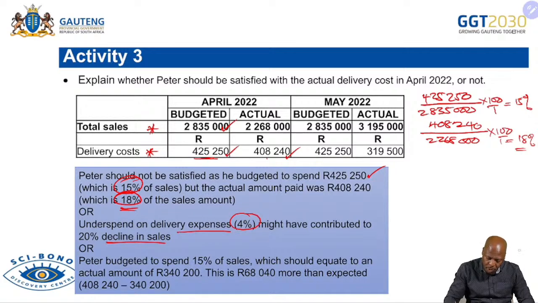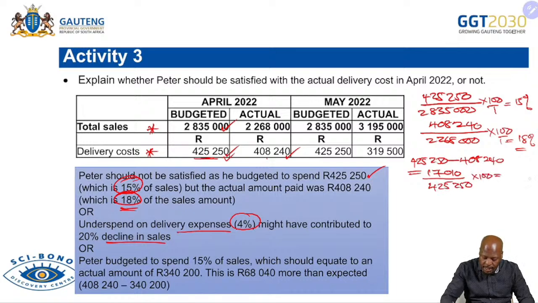When they say he underspent on delivery, he had budgeted to spend the 425, which is this one here. So if you take your 425,250, you say minus 408,240, you are going to get an amount which is 17,010. All right. And then you divide that by the budgeted amount, which is your 425,250. You multiply that by 100, you realize that there is a 4% decrease.